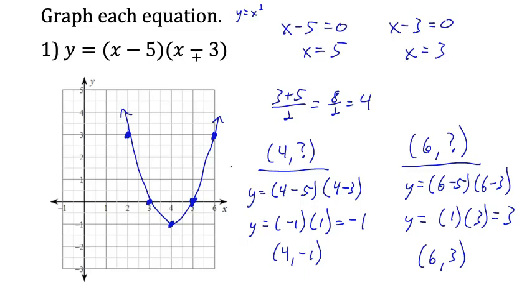So we first located the two x-intercepts. Then we found the x value of the vertex, which is halfway between the two x-intercepts. We substituted that x value into the equation to find where the vertex is located. And then we just found one more point to make our parabola.